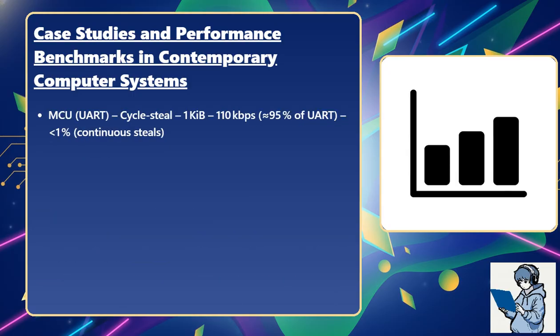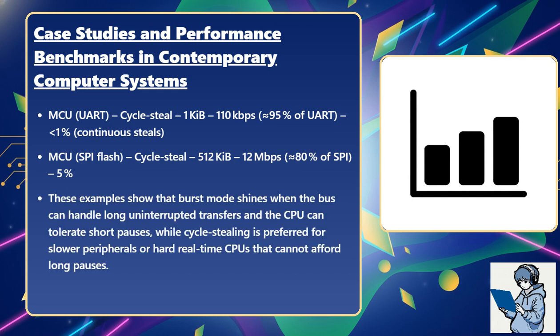Microcontroller unit, UART, cycle steal mode, transfer size 1 kilobyte, observed throughput 110 kilobits per second, about 95% of UART, CPU load less than 1%, continuous steals. Microcontroller unit, SPI flash, cycle steal mode, transfer size 512 kilobytes, observed throughput 12 megabits per second, about 80% of SPI, CPU load 5%.